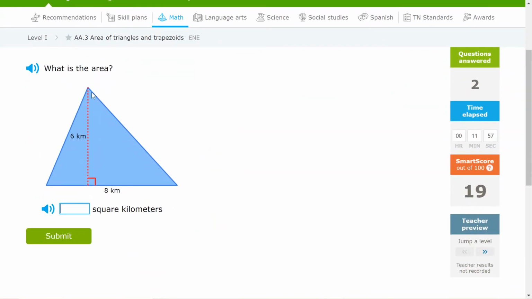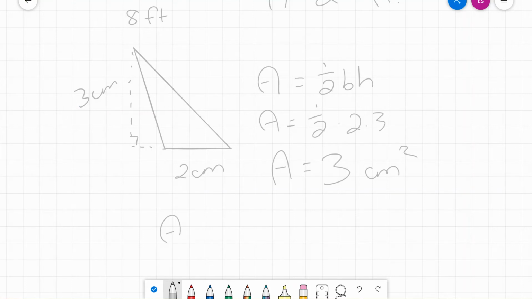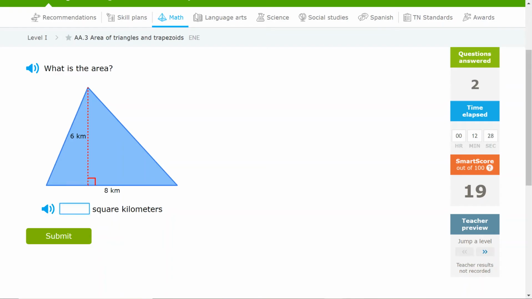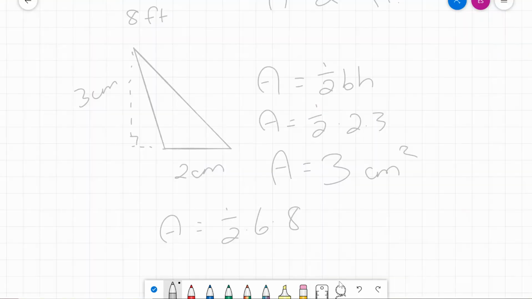Awesome. And here's one just like, as I was saying, where the height is demonstrated in that vertical line. And so the height is not this line or this line, but it's actually this invisible line, which they're showing with a red dotted line. So we're going to do A equals 1/2 times 6 times 8. And that's 24 on my calculator.